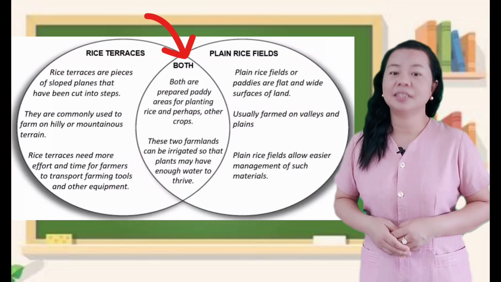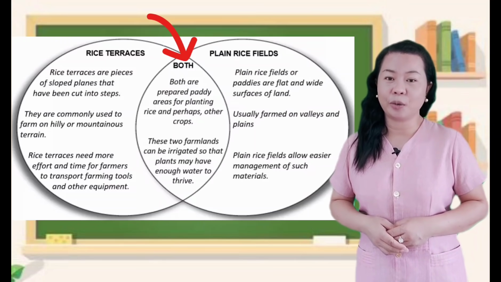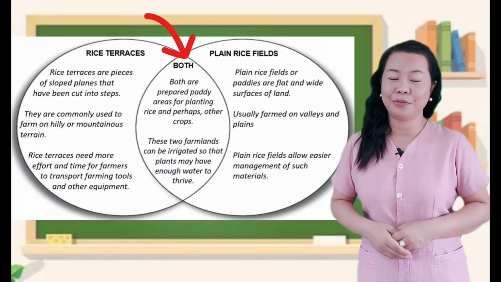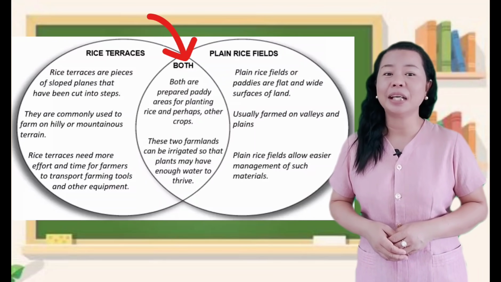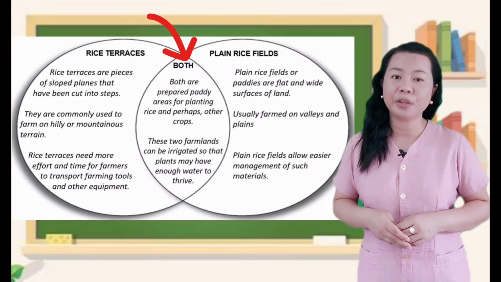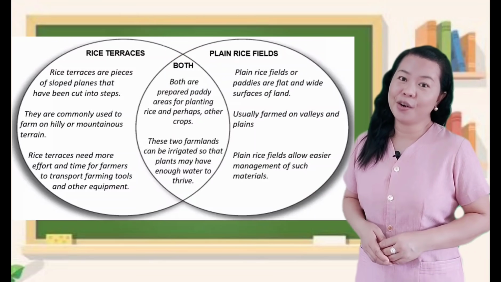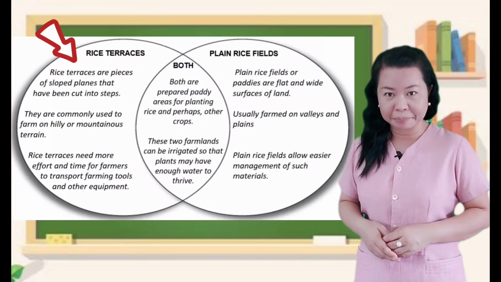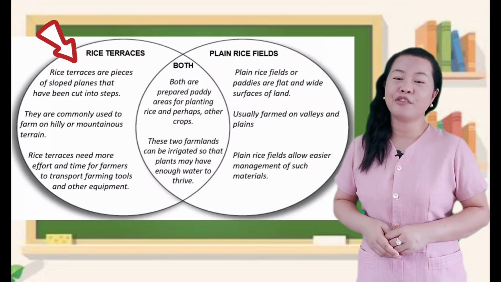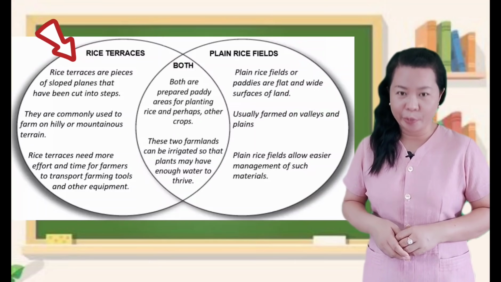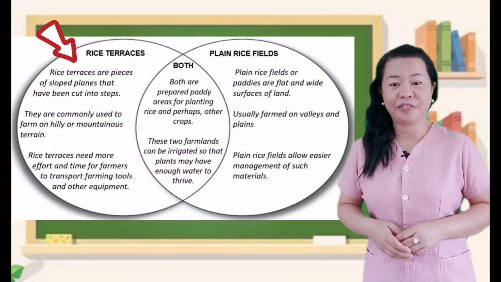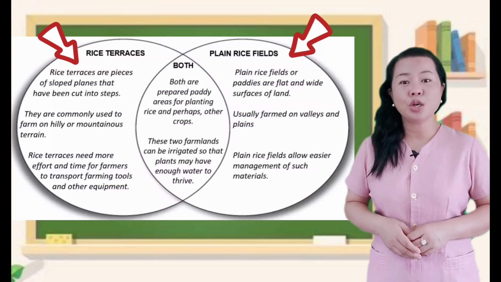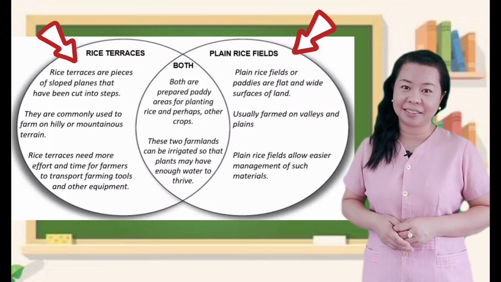For similarities, both are prepared paddy areas for planting rice and perhaps other crops. These two farmlands can be irrigated so that plants may have enough water to thrive. The differences are: rice terraces are slope plains that have been cut into steps. They are commonly used to farm on hilly or mountainous terrain. Plain rice fields or paddies are flat and wide surfaces of land usually farmed on valleys and plains.